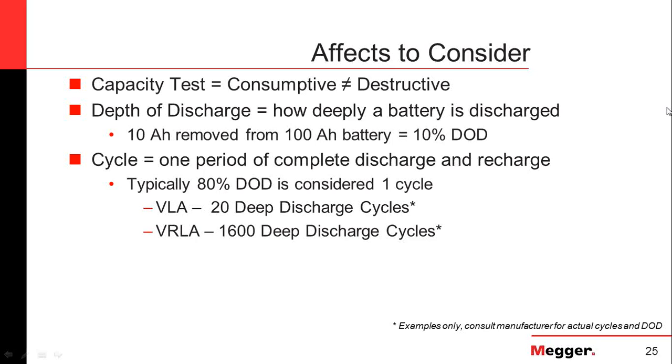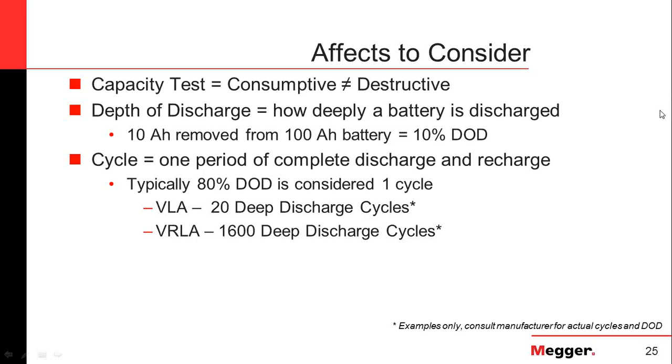One is called depth of discharge. And this is equal to how deeply a battery is discharged. So, for example, think of it as the opposite of a charge state. If you look on your phone and you have it plugged in, it might say 90% charged or 80% or 100% charged. Well, if I'm at 100% charged, that means I'm 0% discharged. Whereas if I consume 10 amp hours out of a 100 amp hour battery, now I'm at a 10% depth of discharge, or a 90% charge state.